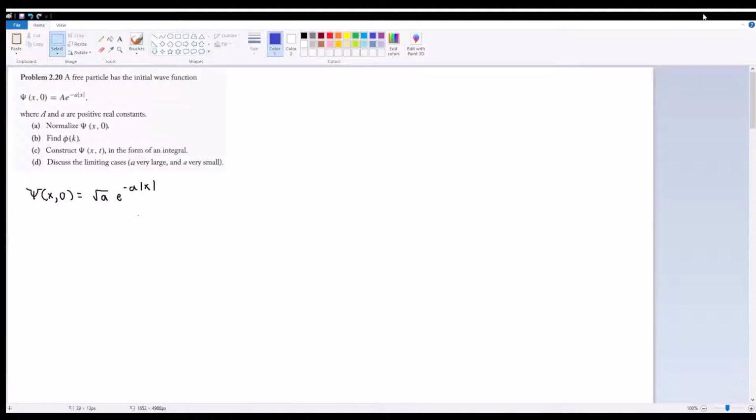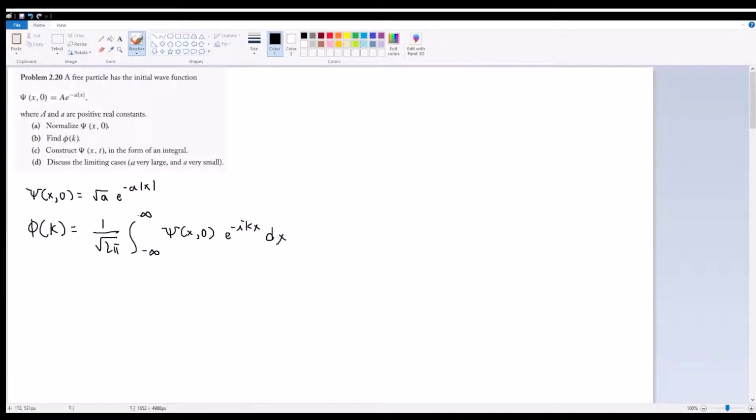Okay, part B, we want to find phi of k, and we already know the Fourier transform formula for this. So phi of k can be expressed as 1 over square root of 2 pi times the integral from negative infinity to infinity of psi of x comma 0 multiplied by e to the negative ikx dx. So this is just our standard Fourier transform equation.